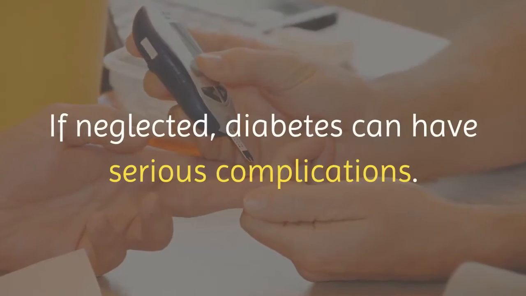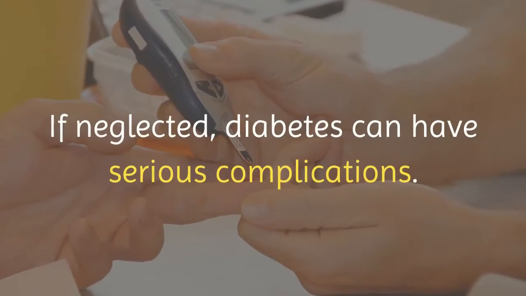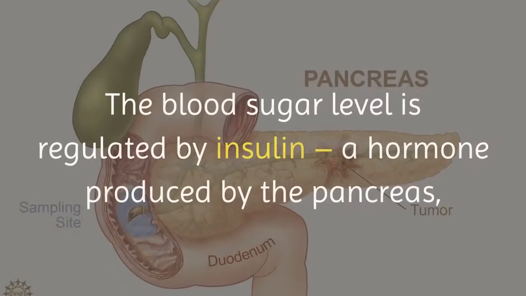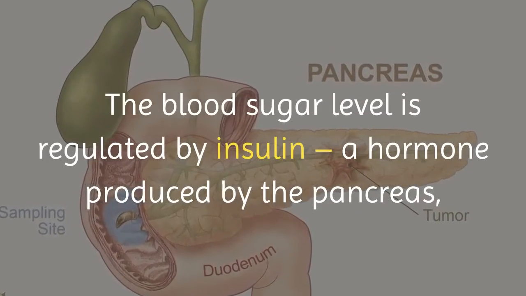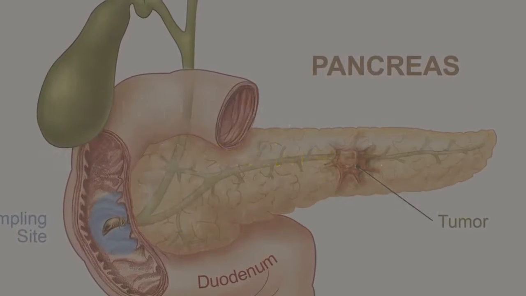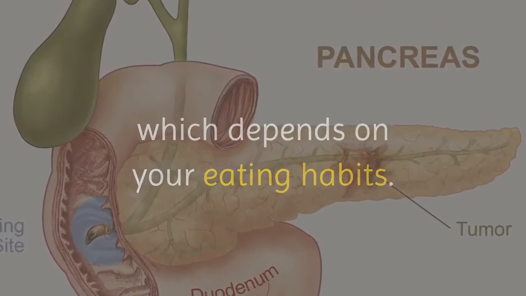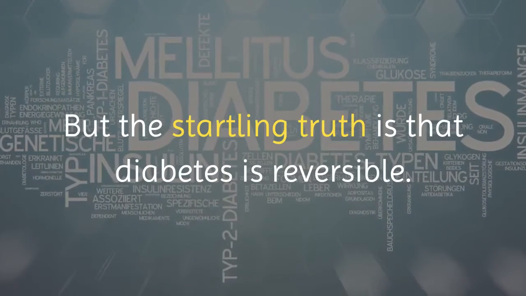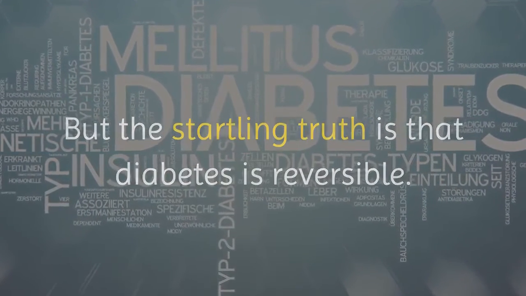If neglected, diabetes can have serious complications. Diabetic people have a high blood sugar level. The blood sugar level is regulated by insulin, a hormone produced by the pancreas, which depends on your eating habits. Diabetes is a serious disease. But the startling truth is that diabetes is reversible.